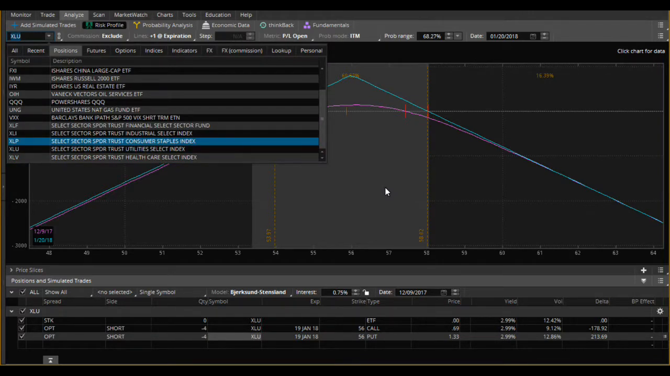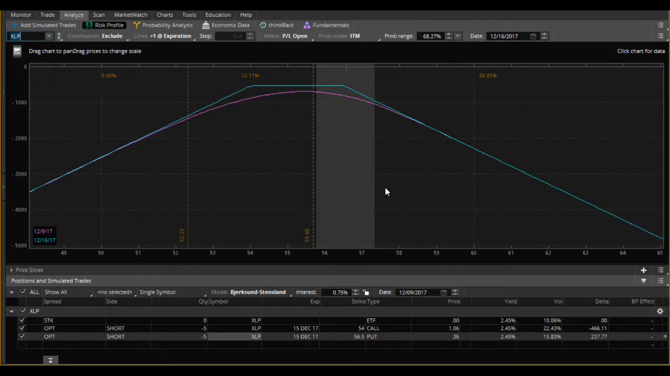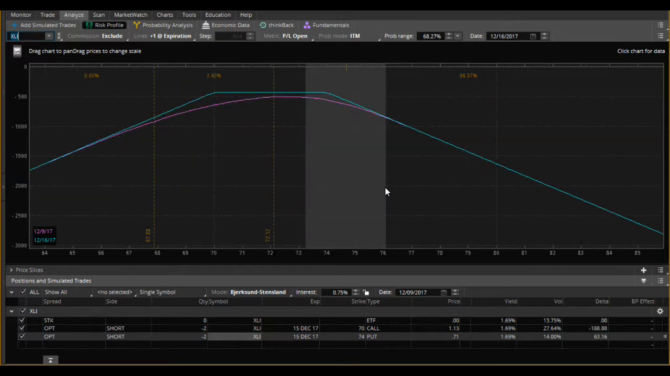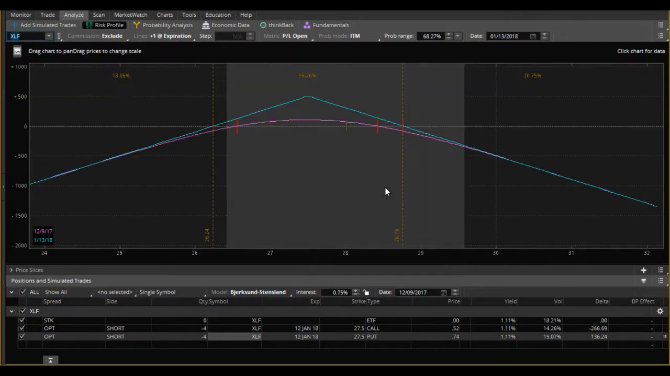Okay, let's take a look at XLP. Okay, so XLP is a security that we have adjusted, and so we're going to come back to XLP. All right, XLI, also a position that we have adjusted, and so we're going to come back to XLI.